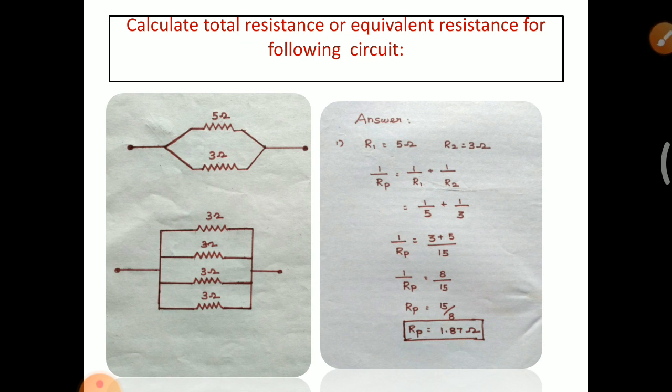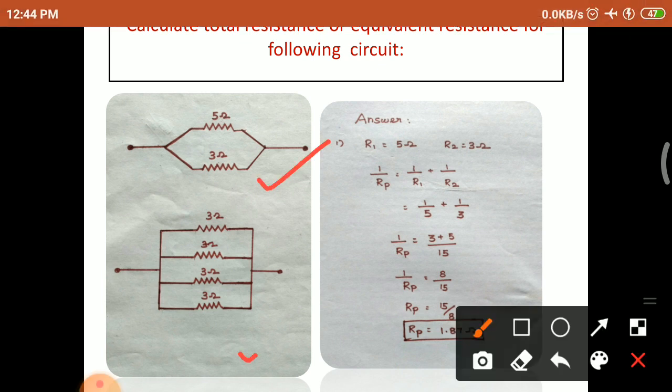Calculate total resistance or equivalent resistance for the following circuit. So the given combination is a parallel combination. So how to calculate total resistance or equivalent resistance for parallel combination? So for the first one, here R1 value is 5 ohm and R2 value is 3 ohm. So 1 by Rp is equal to 1 by R1 plus 1 by R2. The value of R1 is 5, the value of R2 is 3. So 1 by 5 plus 1 by 3.